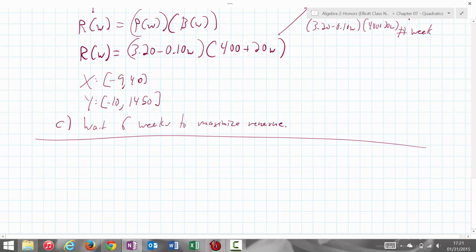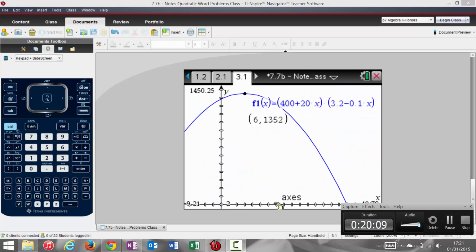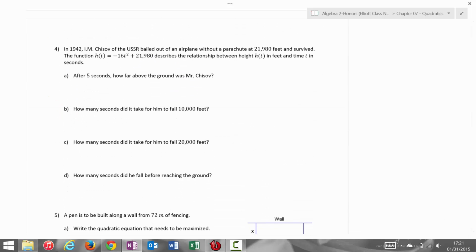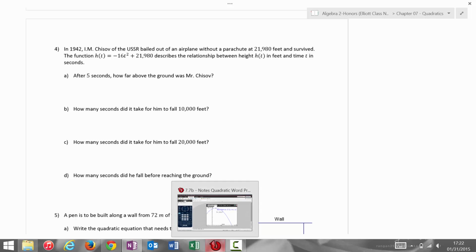Okay, new problem. Number 4. This is one of the most fascinating problems I've ever read. Seriously, read this problem because this is crazy. This guy jumped out of a plane, bailed out of a plane without a parachute at 21,000 feet and survived. That is 4 miles in the sky. How does that happen? It's a long story. But anyway, you got a function here describing it. So let's go ahead and graph that function in the calculators.